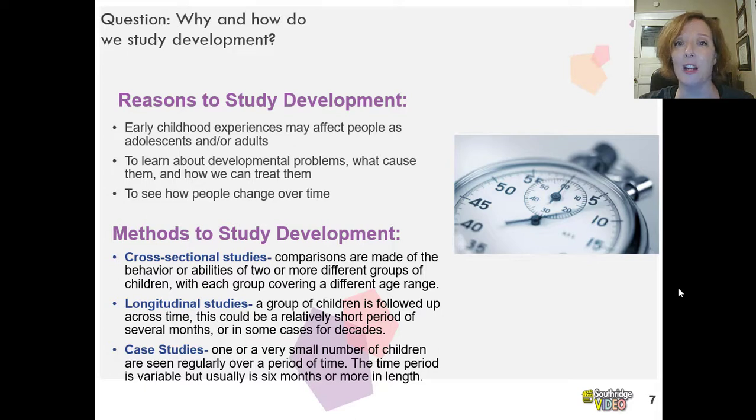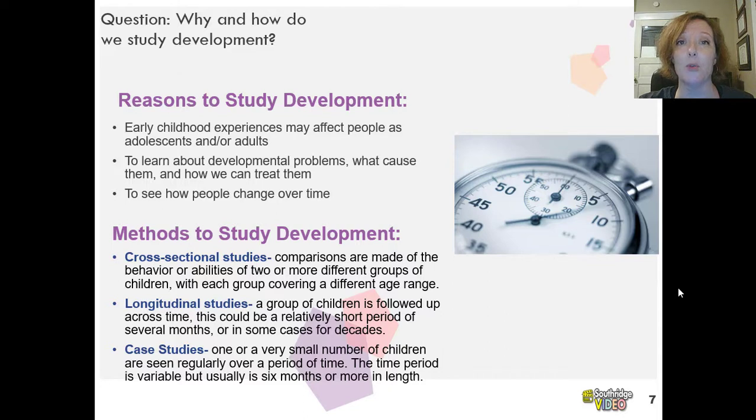The ways that we study development should be review for you. First of all, we've got cross-sectional studies. These are comparisons made of behavior or abilities of two or more different groups of children, with each group covering a different age range. These are handy because you can do the entire study all at once and you don't have to wait for the children to grow up. Longitudinal studies study a group of children, and these children are followed over time. This could be a relatively short period of time, or in some cases it could be for decades.